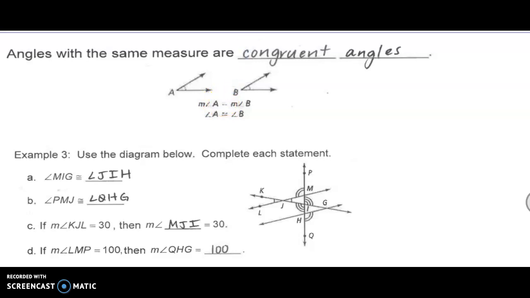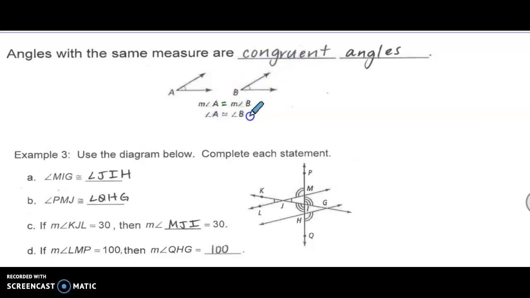I'm gonna find my ink here. We use equal when we talk about the measurement. But if we're just talking about the angles in general, like let's say we don't know what the actual measure is, like we don't have a protractor, but you can clearly see that they're the same, then we say that these angles are congruent.